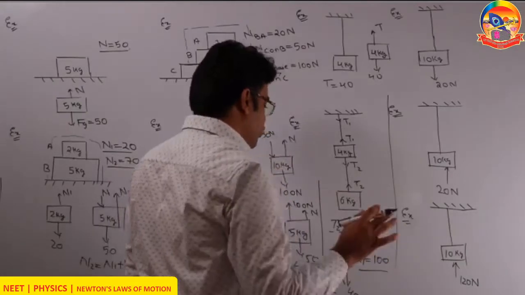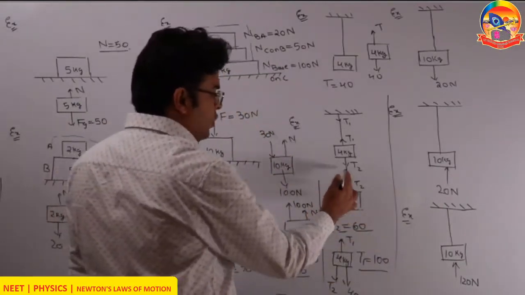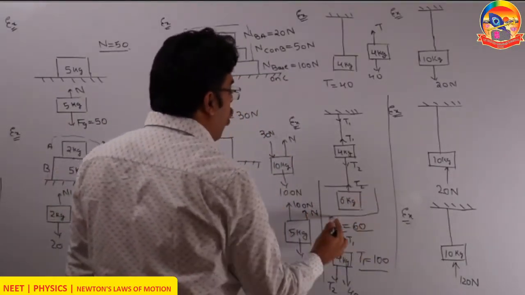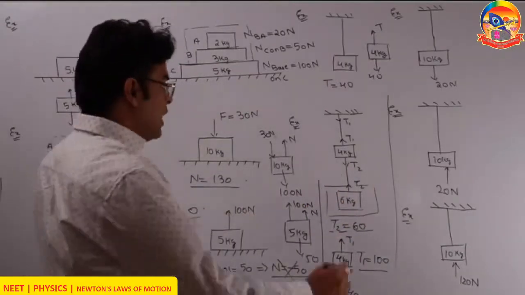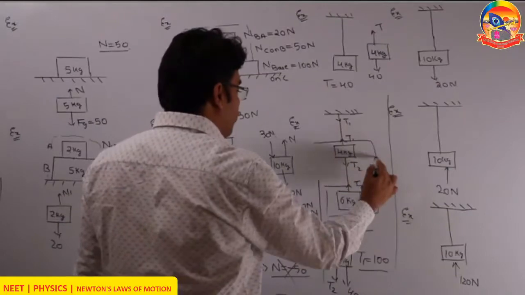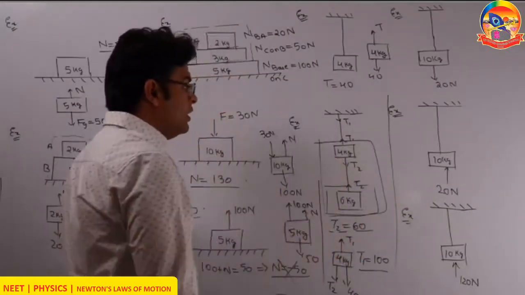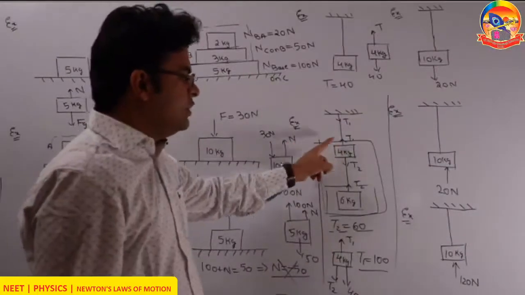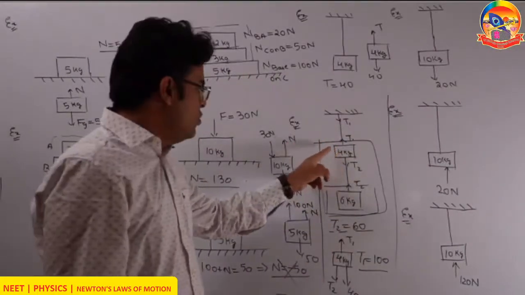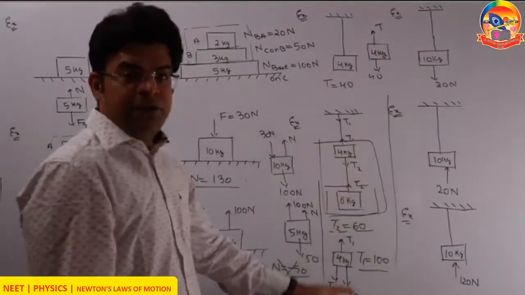Or, kids, you can think, this lower string supports the weight of the 6 kg, so the tension here has to be 60. This upper string supports the weight of 4 kg plus 6 kg. Since the upper string supports the weight of both of them, the tension here has to be the mass of the whole system hanging below, 10 kg, into 10, that is 100.